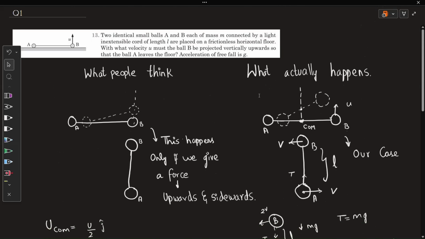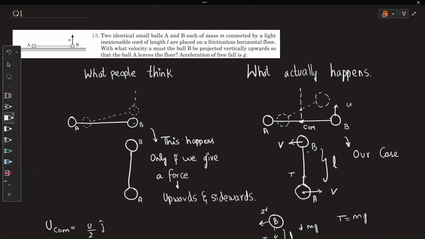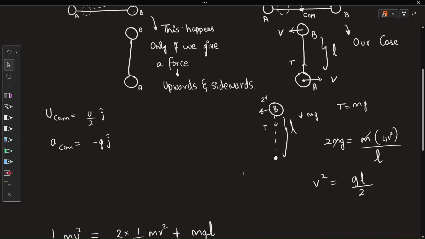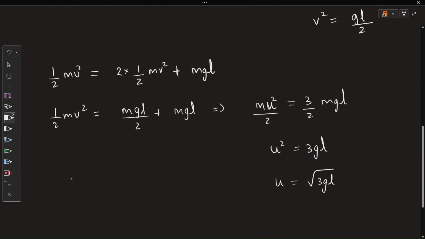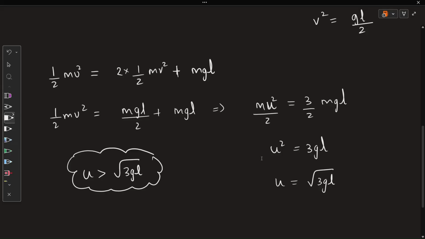Now you may ask two questions. Why am I assuming that when ball B reaches the highest point, ball A will get released? Why can't it go up at some particular position before the vertical height? Correct. In that case, you have to think about it. We are considering the minimum case over here. So for any velocity u greater than root 3gl, the ball A will leave the ground.